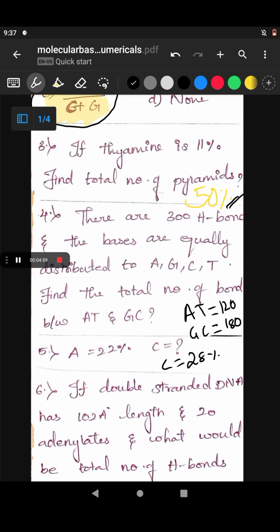So the next problem: A equals 22%. This is frequently asked, a very simple problem. If A equals 22%, thymine is also 22%. So 44% totally they are. So the remaining 56% will be cytosine and guanine. Divided by 2, 56 divided by 2, you are going to get the answer as 28%.